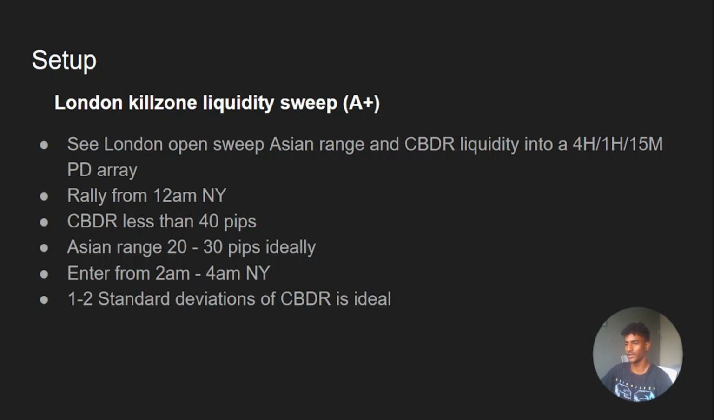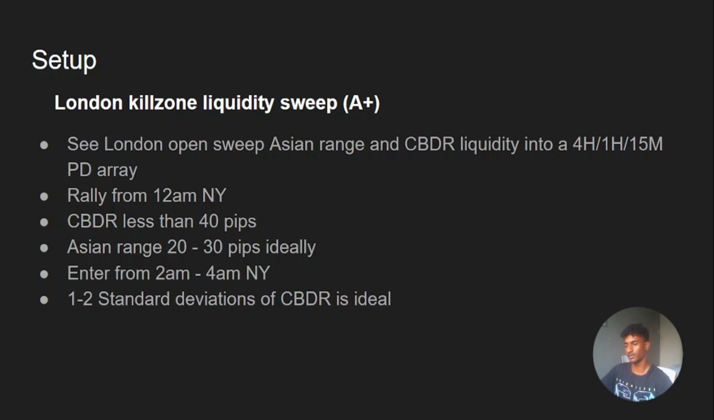So with this setup I want to see London sweep the Asian range and CBDR liquidity into a 4-hour, 1-hour or 15-minute PD array. So say if there's an order block above the Asian range and I see obvious equal highs, I'm going to set a limit order above that liquidity on the order block if I'm bearish on the day. So that's simple. So I want to see a rally from 12 a.m. New York. I'm paying attention to what 12 a.m. does going into London Open.